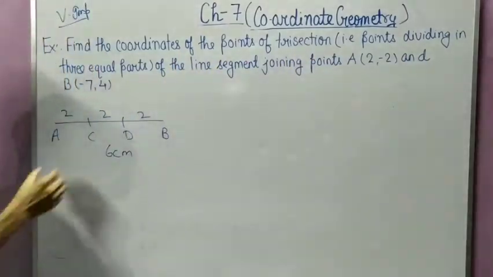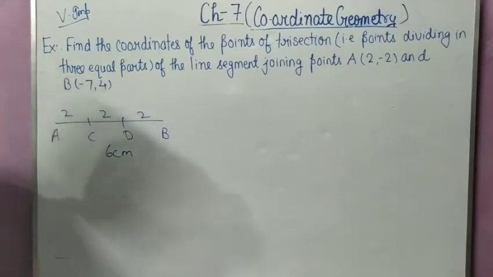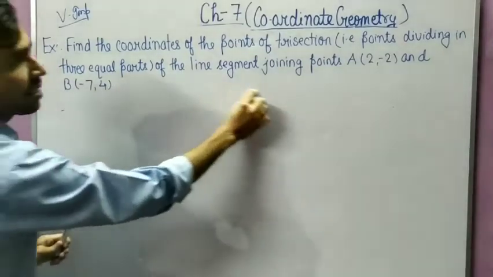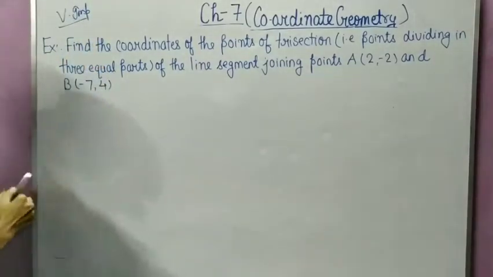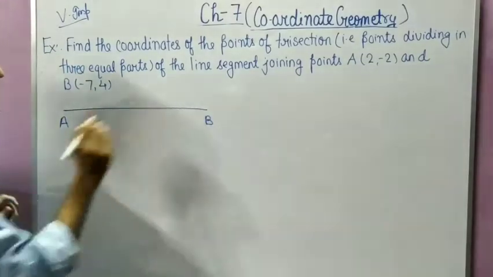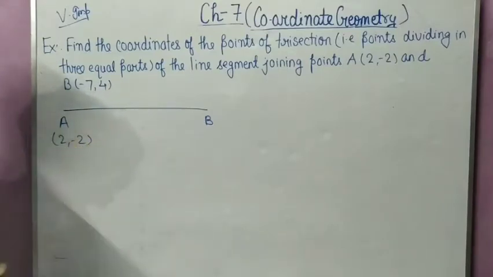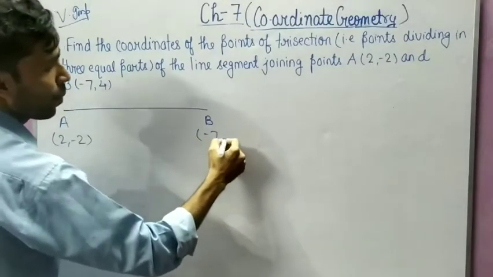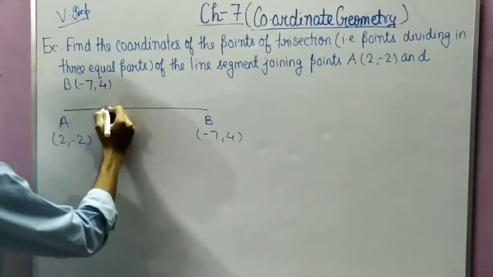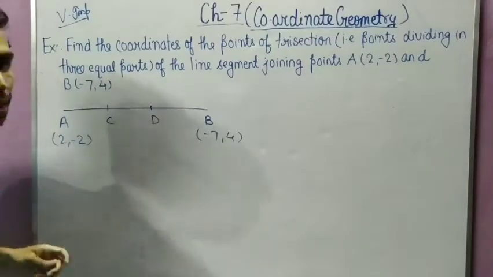So basically we have to find C and D. A and B are given, we have to find C and D. So how do we solve this question? First we will draw a line segment joining points A and B. Suppose we have drawn it, and the coordinates of A are (2, -2) and the coordinates of B are (-7, 4). I have to divide it into 3 equal parts. So suppose the first part is C and this is D, and all the parts are equal.